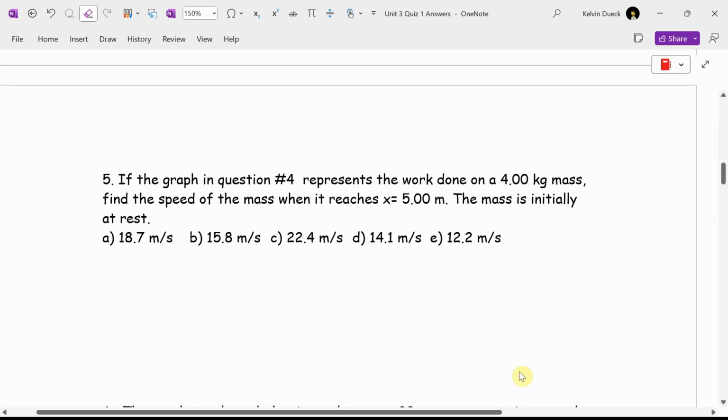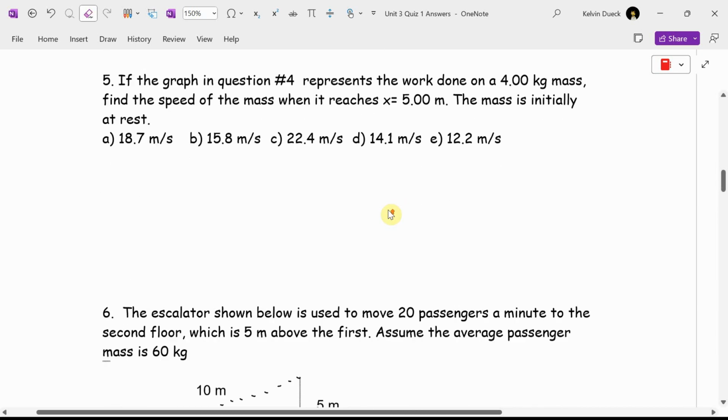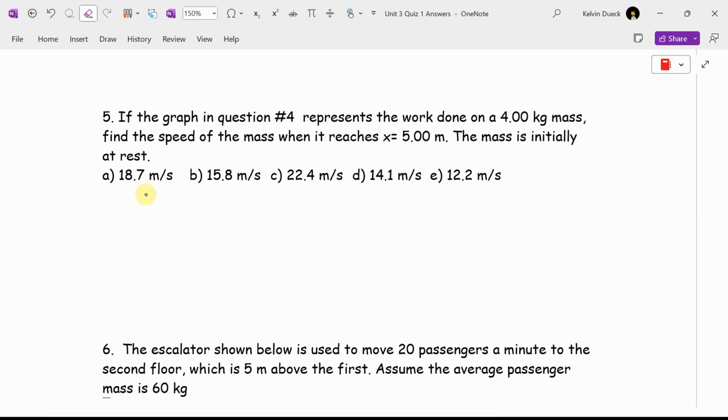If this represents the work done on a 4-kilogram mass, find the speed of the mass when it reaches 5 meters. The mass is initially at rest. So now we're going to use the concept of work equaling energy change. What we're going to say here is the area underneath the graph is the change in potential plus the change in kinetic.